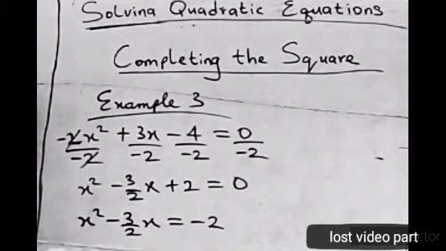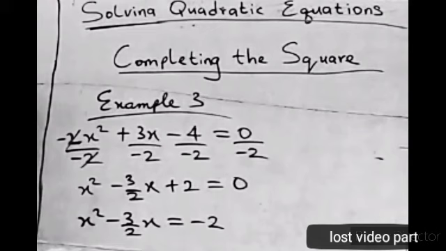And we have reduced the coefficient of the squared term to 1. We can now solve this equation using the completing the square method. You have to be careful here: when plus is divided by minus, it gives you minus. When minus is divided by minus, it gives you plus. Therefore, at the end, we have that x squared minus 3 over 2 x is equal to minus 2.